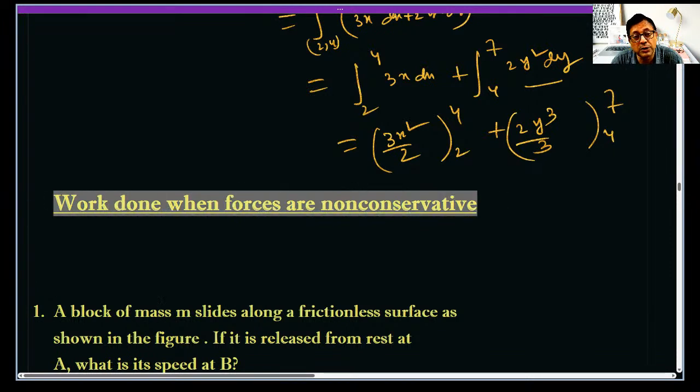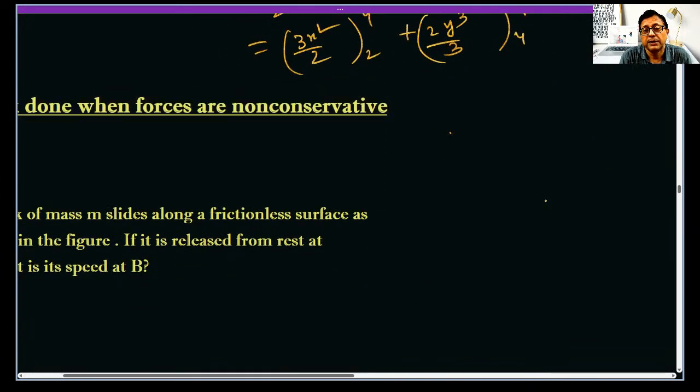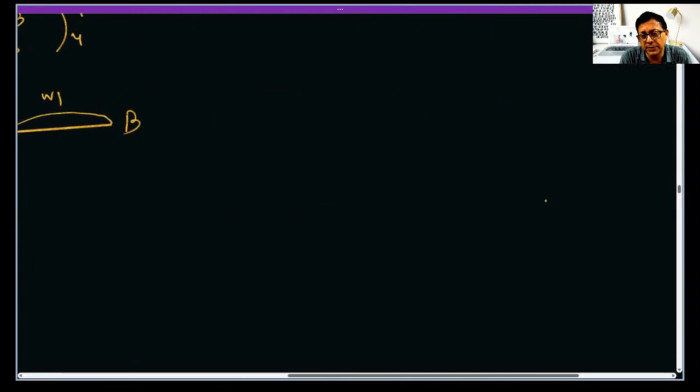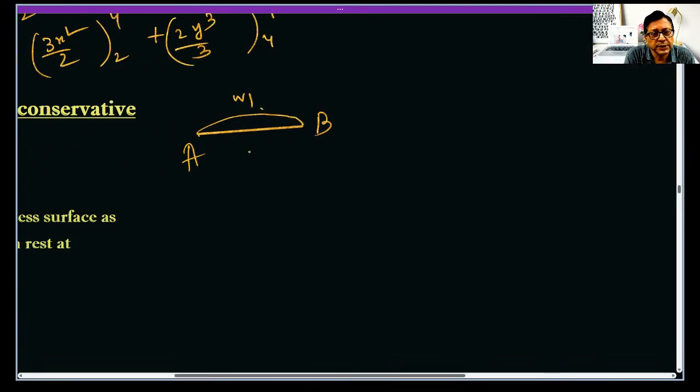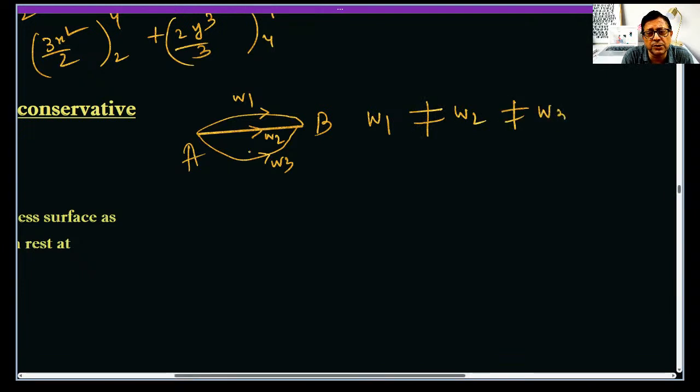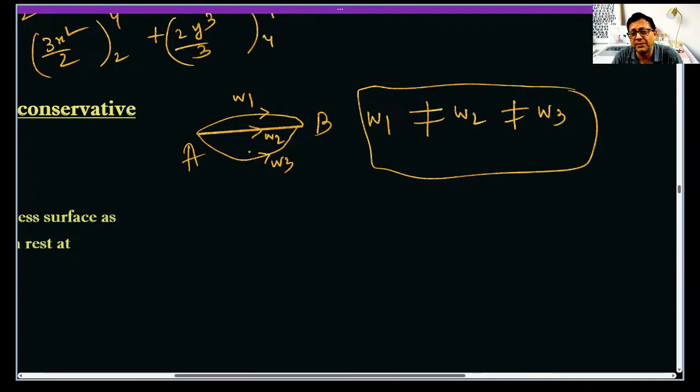Here work done is not path independent. It depends on the path. If you are taking an object from A to B via this path, work done will be W1, this work done will be W2. If you take this manner, work done W1, here it is W2, this way it is W3. This work done W1 must not be equal to W2, must not be equal to W3. Please keep this in your mind.